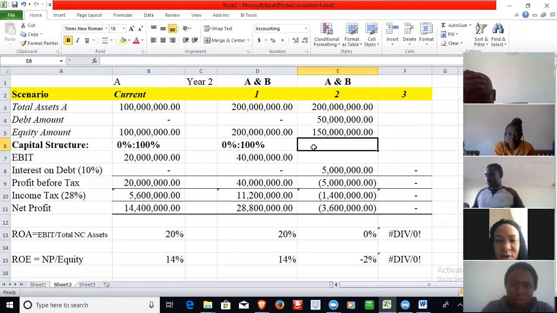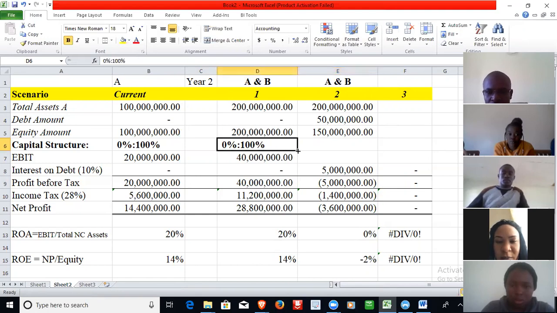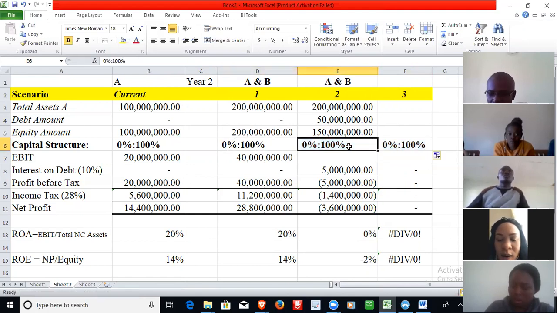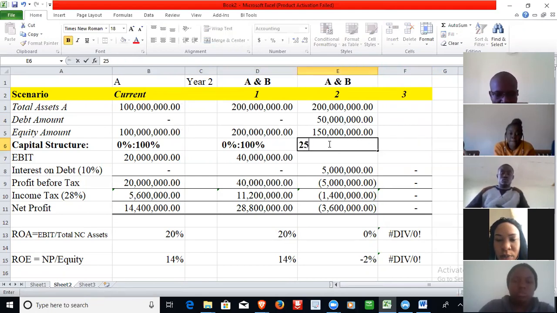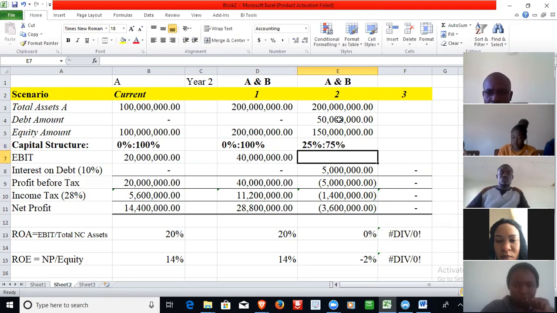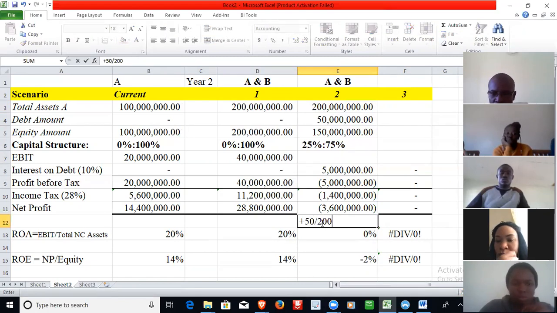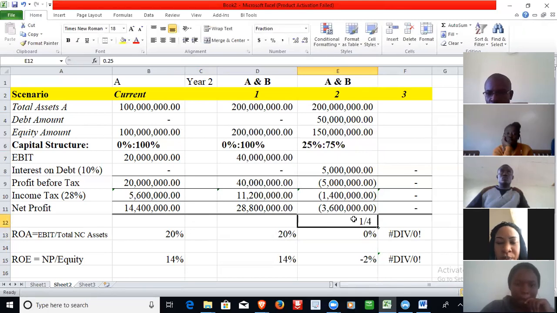25% to 75%. Right, together. Because we are saying 50 divided by 200, we get 1/4, which, if you express it as a percentage, is 25%.